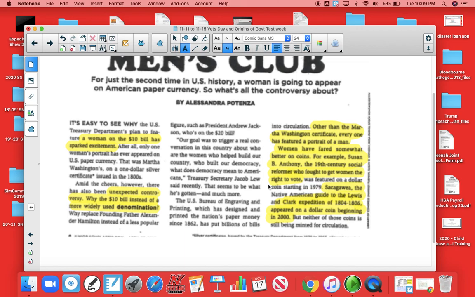The U.S. Bureau of Engraving and Printing, which has designed and printed the nation's paper money since 1862, has put billions of bills into circulation. Other than the Martha Washington certificate, every one has featured a portrait of a man. Women have fared somewhat better on coins. For example, Susan B. Anthony, the 19th century social reformer who fought to get women the right to vote, was featured on a dollar coin starting in 1979. Sacagawea, the Native American guide to the Lewis and Clark expedition of 1804-1806, appeared on a dollar coin beginning in 2000. But neither of those coins is still being minted or circulated.